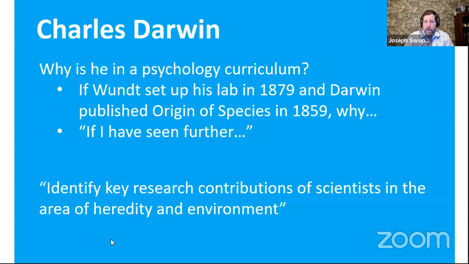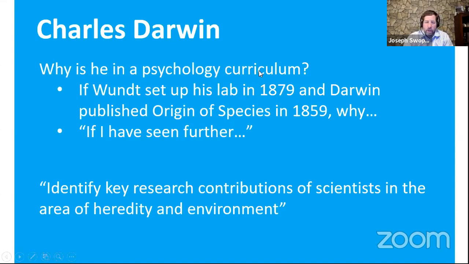Okay, we're going to move into talking about some of the major contributors to the idea of heredity and environment. And that was our second or third bullet point when we first started our lesson overview: identify key research contributions of scientists in the area of heredity and environment. So of course, we're going to talk about Darwin.